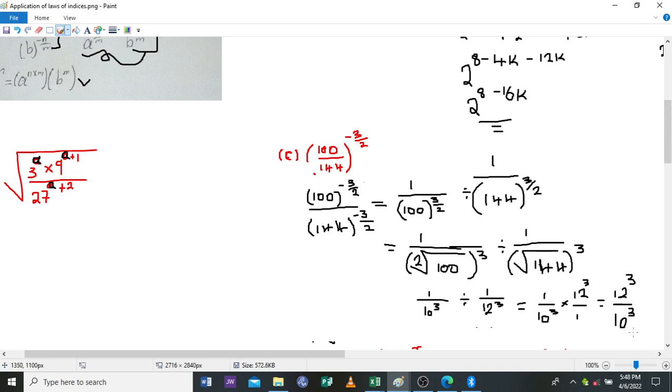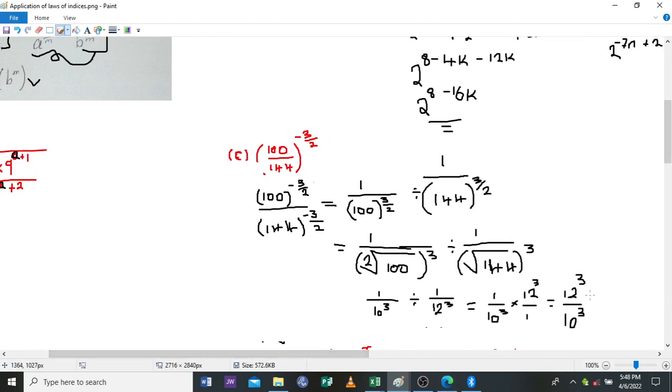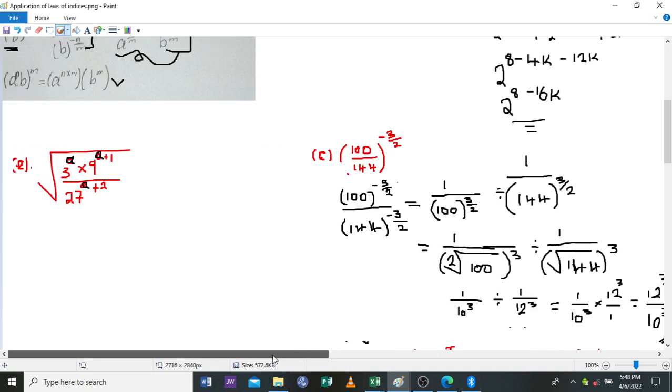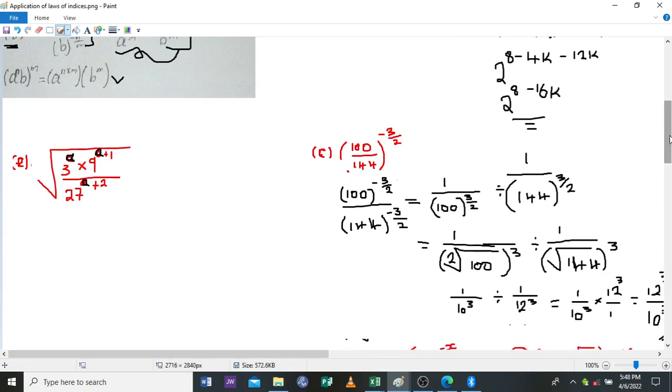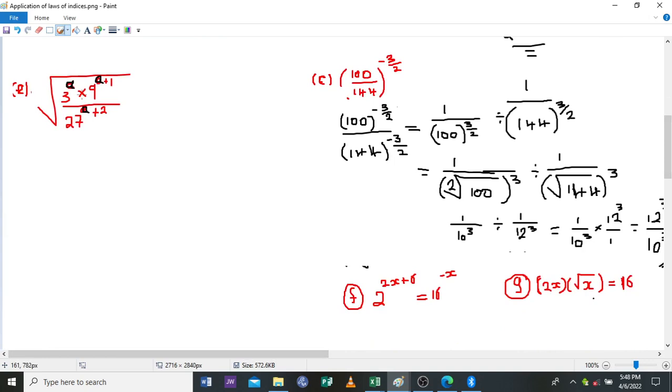Good. So you can use your calculator and find your values. If this comes in paper 1, you can just leave it right here, okay? Or you can multiply and find the exact values. Good, we can proceed and apply the same laws of indices to this question right here.